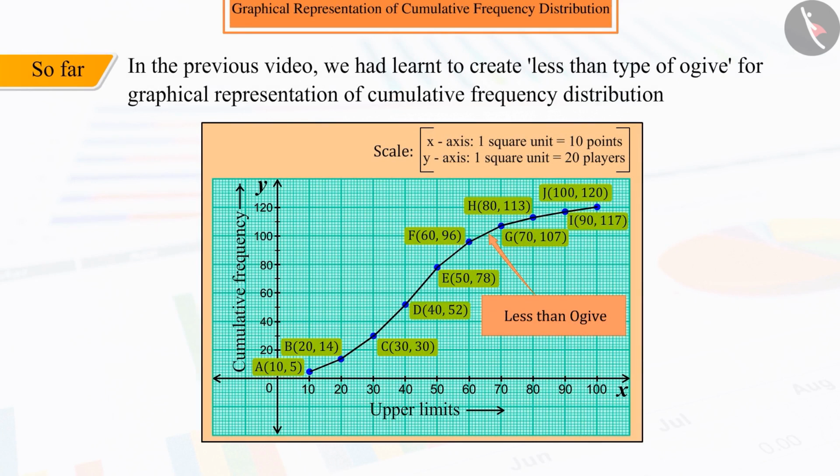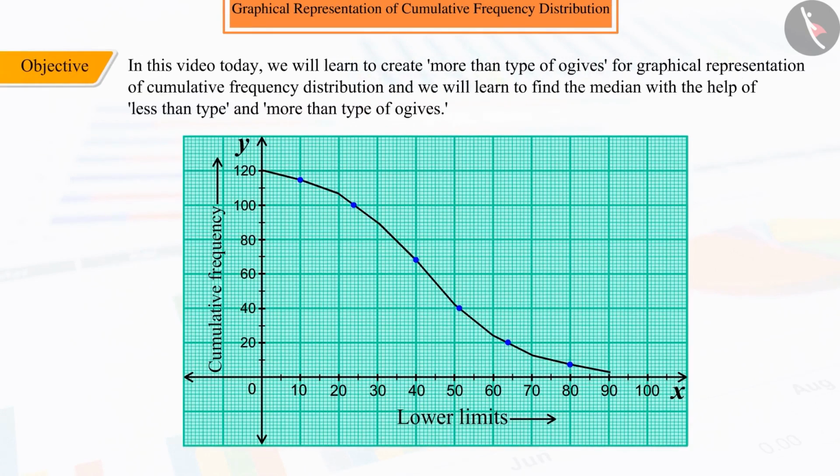In the previous video, we learned to create a less than type of ogive for graphical representation of cumulative frequency distribution. Today, in this video, we will learn to create more than type of ogives for graphical representation of cumulative frequency distribution and also learn to find the median with the help of less than and more than type of ogives.